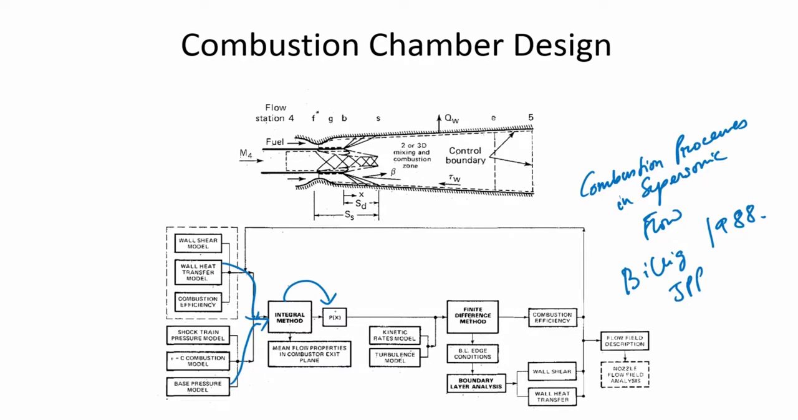Then the integral method can provide you the pressure distribution, the pressure rise inside the combustion chamber, and you can feed this information into the finite difference method. In the finite difference methods you can incorporate the rate kinetics model, turbulence model, etc., and then you can have the combustion efficiency. This can be used to refine your integral analysis itself. So in this coupled, iterative manner, the whole analysis process might evolve.